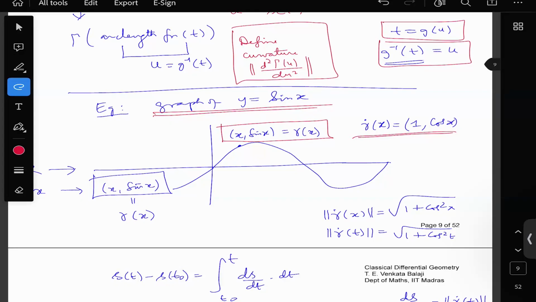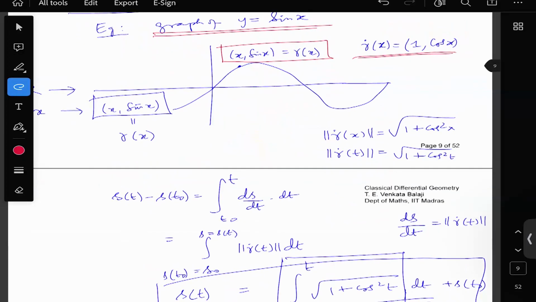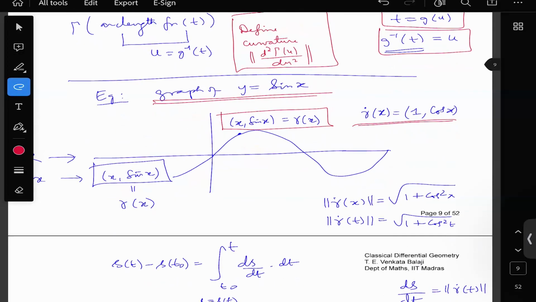Now what am I supposed to do? I have to calculate the second derivative. So the curvature kappa is going to be d squared gamma by du squared. This is the definition, where what is this u? This u is s of t. This u is your arc length function.